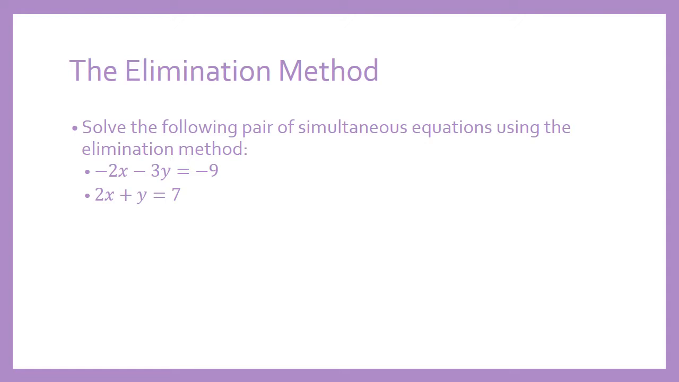Now we're going to solve a pair of simultaneous equations using the elimination method. Our first equation is negative 2x take 3y equals negative 9. And our second equation is 2x plus y equals 7. I'm looking at the x variable and the coefficients. The coefficients are the same number but with different signs. So when the coefficients have different signs, we add the 2 equations together.